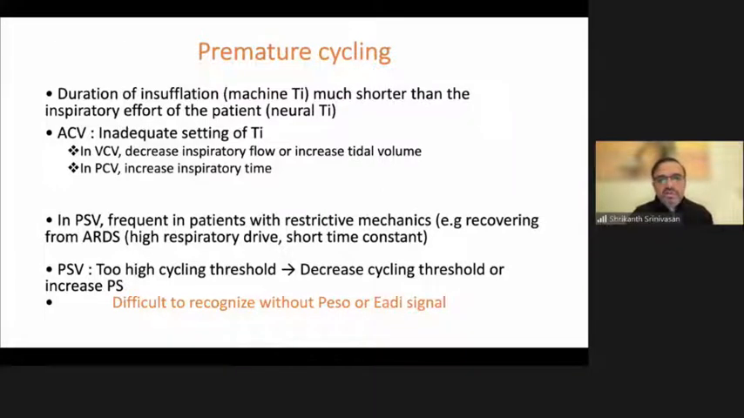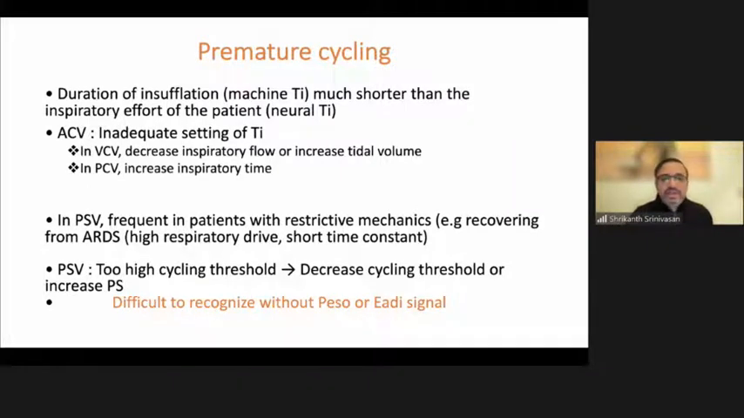In pressure support, it is very frequent in patients with restrictive mechanics. Restrictive mechanics means patients who are recovering from ARDS, poor compliance lung, high drive, short time constant, as you have seen previously also, that the time constant is too short. The transition from peak inspiratory flow to the flow falling to 25% is actually very quick. So here the cycling is occurring much faster. So we have to increase the inspiratory time.